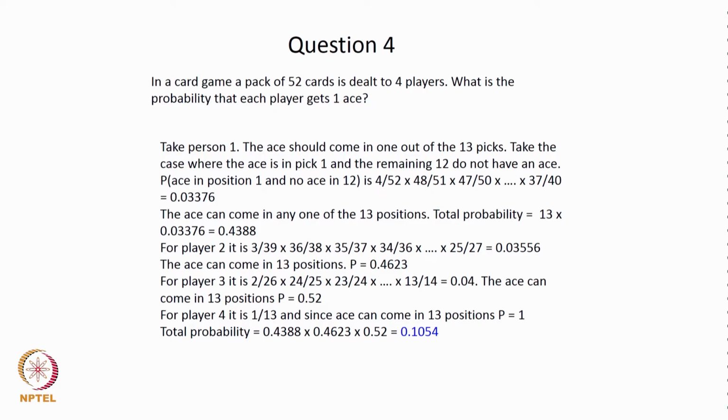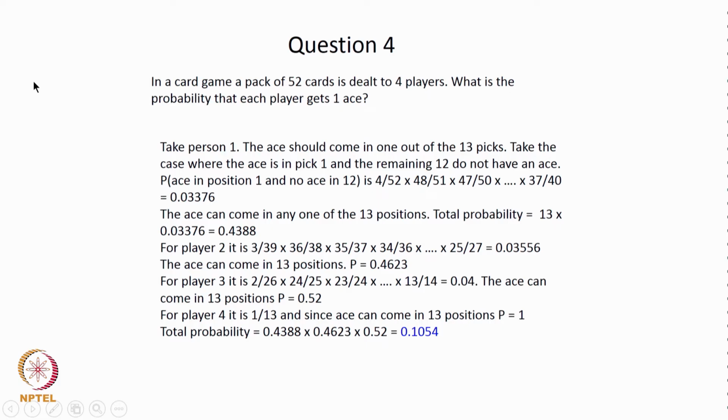Now for player 2 it is 3 by 39 because player 1's 13 cards have been given, so there are 39 cards remaining and there are 3 aces, so 3 by 39 into 36 by 38 because the second position should not have an ace, and so on. So once again it can come in 13 positions, 0.4623.